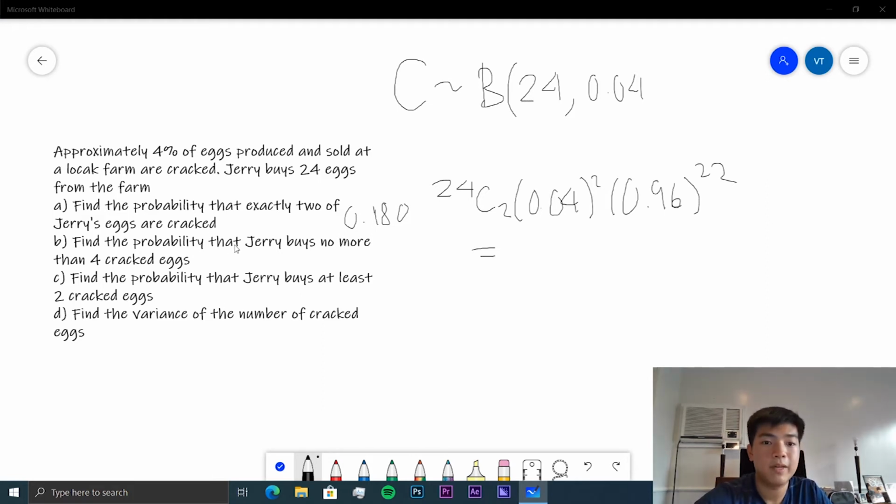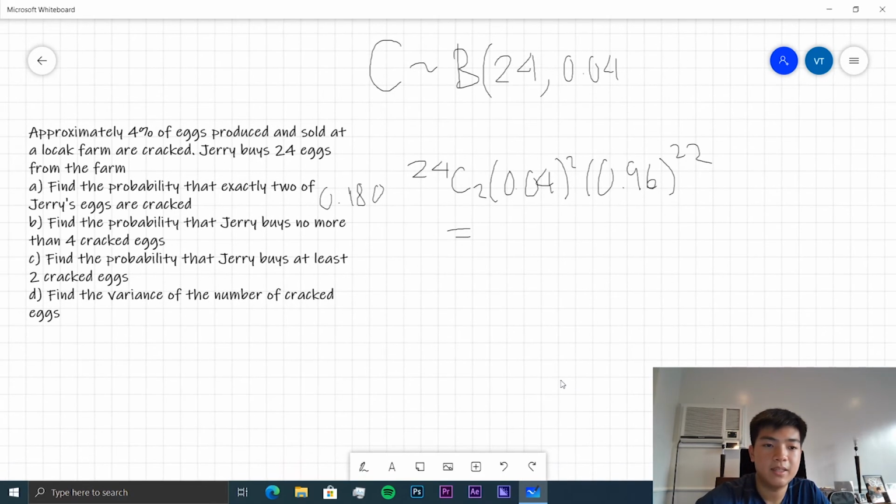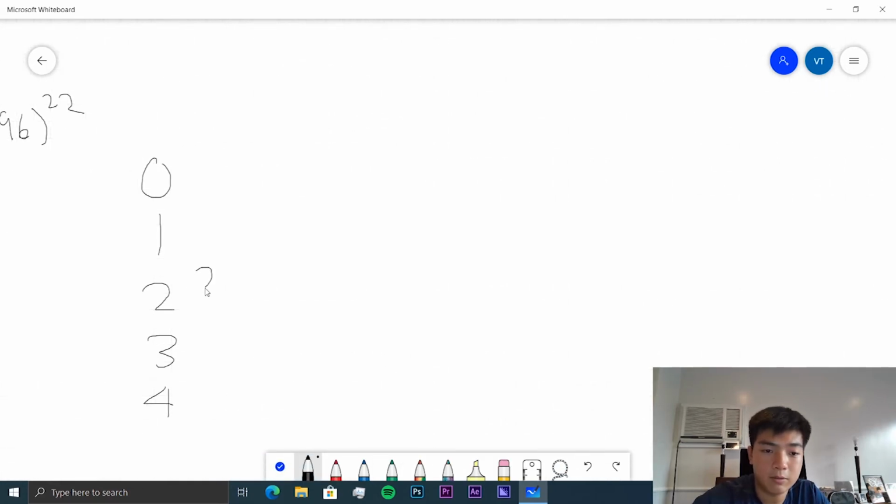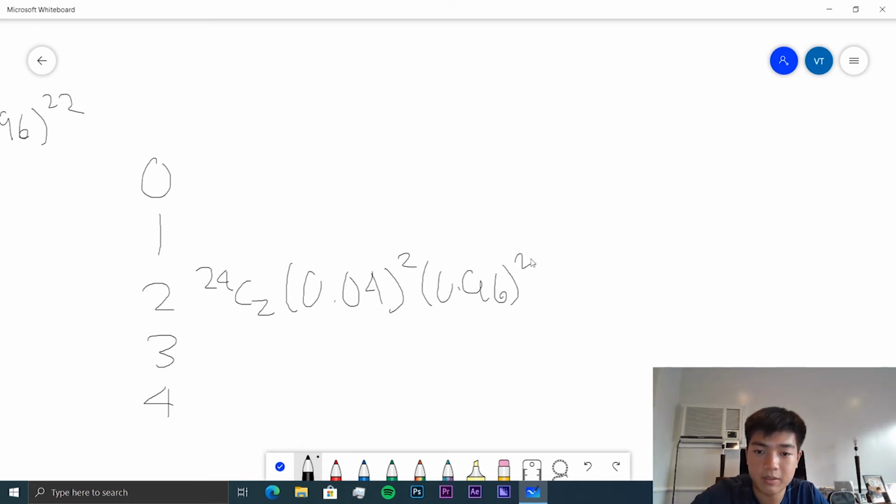And then for the next one, find the probability that Jerry buys no more than 4 cracked eggs. So we can calculate the probability of Jerry buying 0 cracked eggs, 1, 2, 3, and 4 cracked eggs, since we'll have to use these later. So this one was 24 choose 2 times 0.04 squared times 0.96 to the power of 22, which is equal to around 0.180.